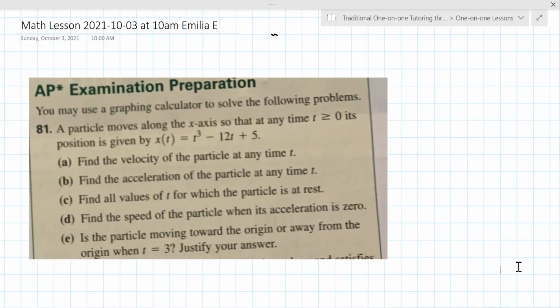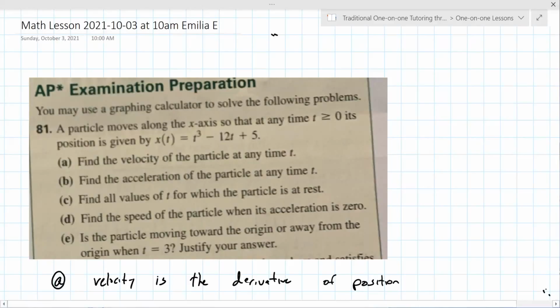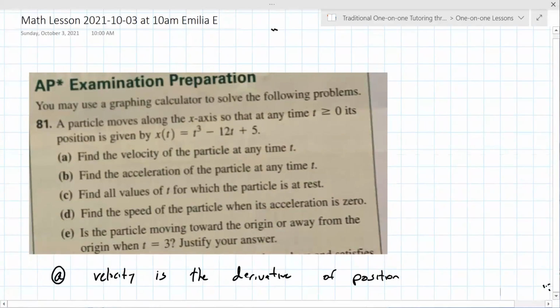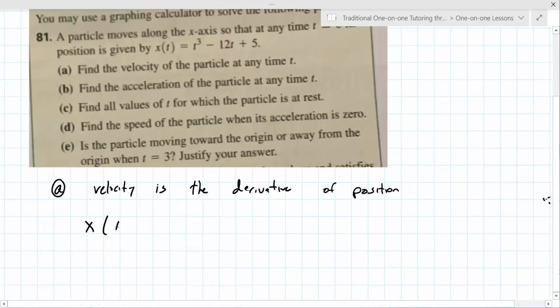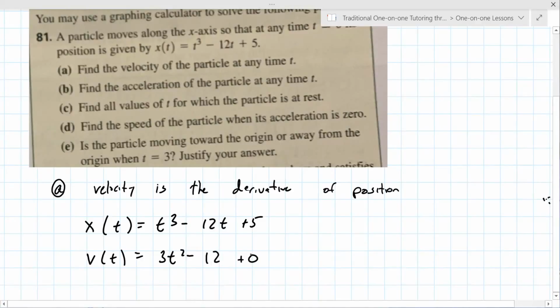So question A, when it asks for the velocity, that is the derivative of position. Is that something you saw in class? Yeah. Okay. And that means, in short, you have to be able to take a derivative of this function. So if x of t is your position function, the derivative would be 3t squared minus 12, plus 0, or you don't even have to put that.